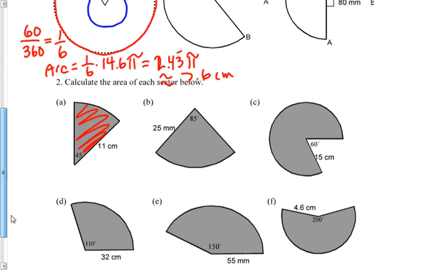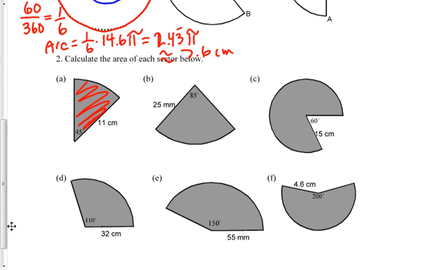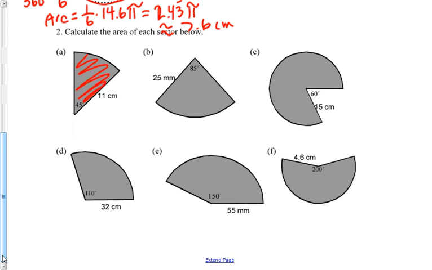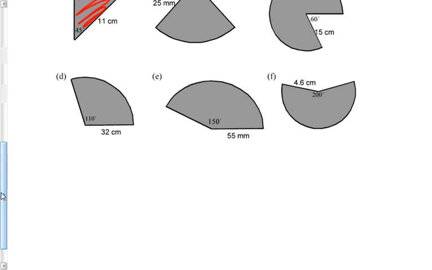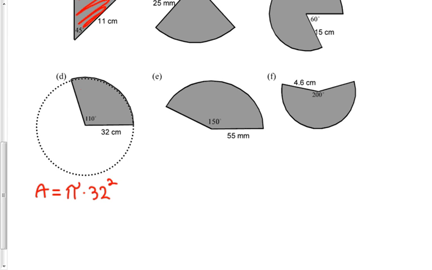Now let's find the area of a sector. Again, I want to remind you that we're actually finding part of a whole circle. So I'm going to do D here. If I was trying to find the area of this whole circle, I would just use the formula pi r squared, and in this case, our radius is 32. But I just want this part of it. I'm going to get that part by, again, using the number of degrees, which is 110, out of the total number of degrees of a circle, which is 360. I'm going to simplify that as much as I can.